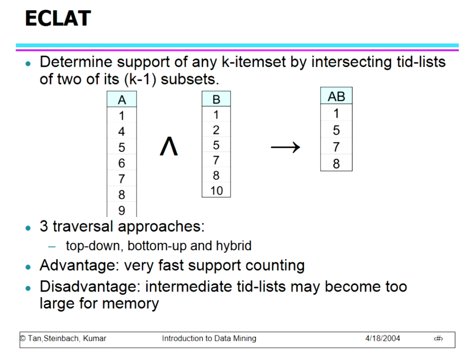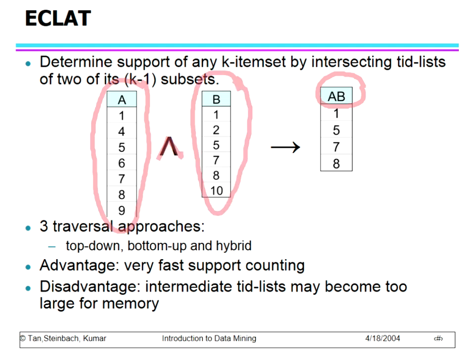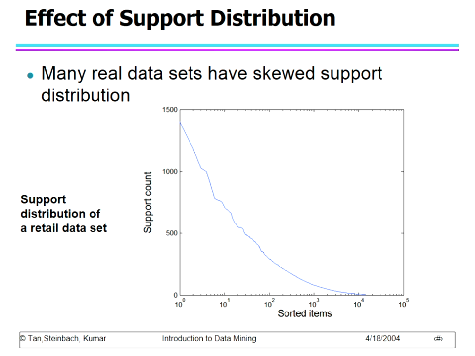So if we want to determine the support of any k-item set, we can make an intersection between the TID lists of two (k-1)-subsets. For example, in our example we want to calculate the support of AB. So we use the list of A and make an intersection with the list of B. This is the intersection, so the support will be 1, 2, 3, 4. The support will be 4. Is it clear?